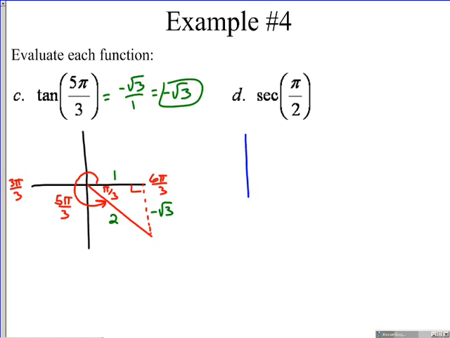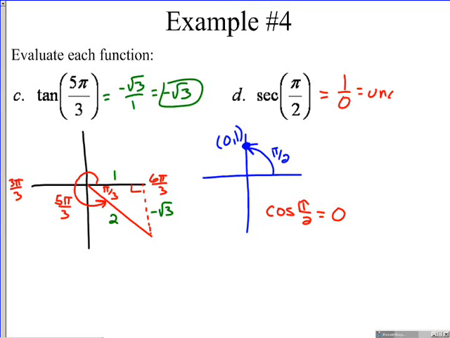Secant of pi over 2. Pi over 2 is a quadrantal angle. Remember a quadrantal angle? We label the ordered pair only. It's 1 unit from the origin, so that's going to be at the ordered pair 0, 1. We can get the sine and cosine directly from the ordered pair. Cosine is 0. Sine is 1. Secant, remember, is the reciprocal of cosine. So the cosine of pi over 2 we know is 0. Reciprocal of that is 1 over 0, which is undefined.